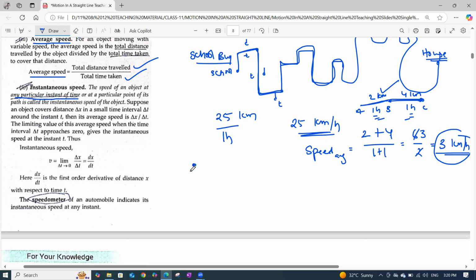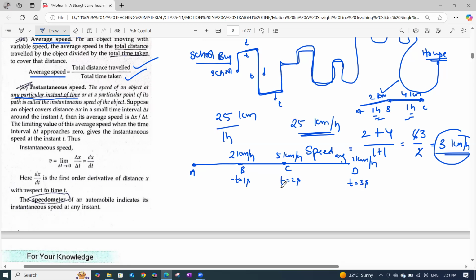For example, body is starting at A, it will go to B with a speed 2 kilometer per hour. Again, it will reach C with 5 kilometer per hour, and it will reach D with 1 kilometer per hour. Now, if I ask you what is average speed, you can calculate. If I ask you what is the speed at C, or for example from A to B, it has taken T is equal to 1 second. Here T is equal to 2 seconds. T is equal to third second or 3 seconds.